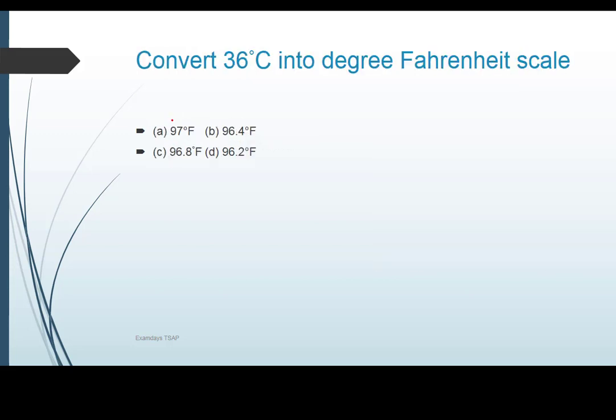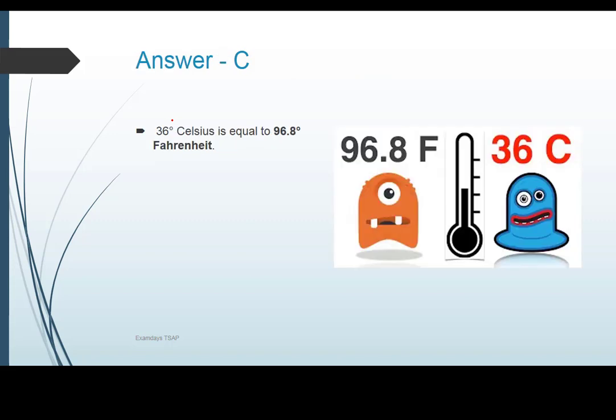Moving on to the next question. Convert 36 degrees Celsius into Fahrenheit scale. Your options: A, 97 degrees Fahrenheit; B, 96.4 degrees Fahrenheit; C, 96.8 degrees Fahrenheit; D, 96.2 degrees Fahrenheit. The correct answer is going to be 96.8 Fahrenheit.